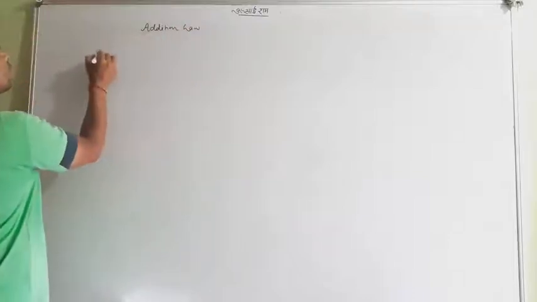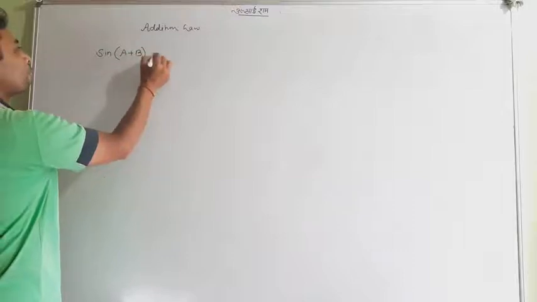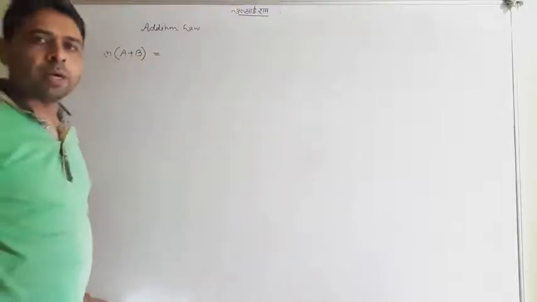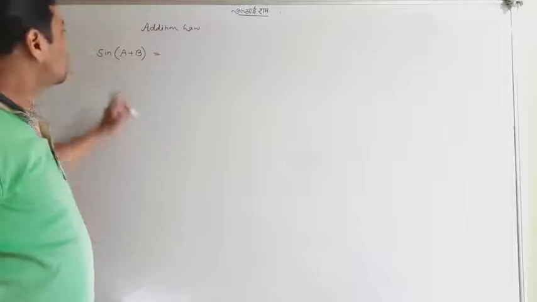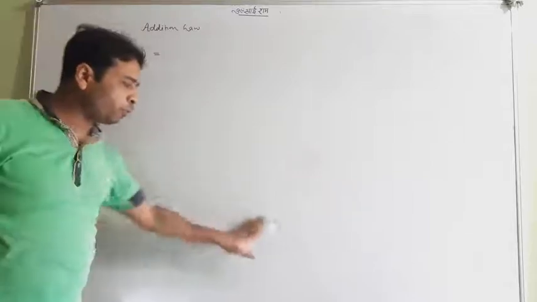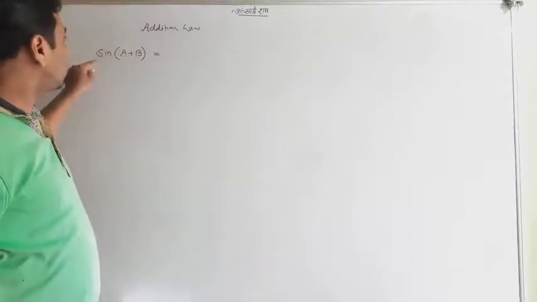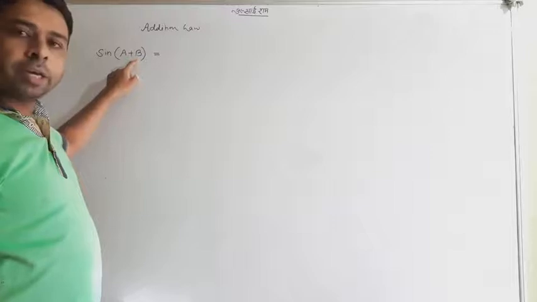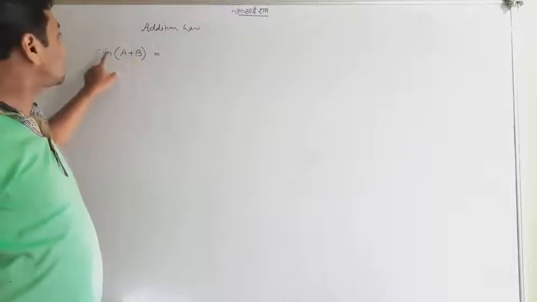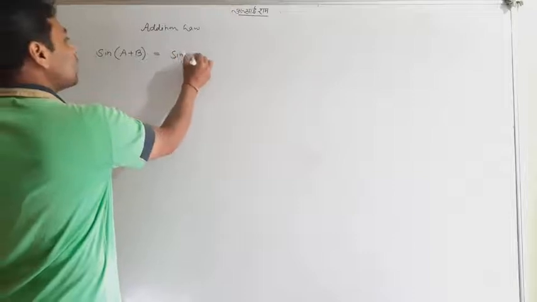I am telling you sine A plus B. Without proof, I am telling you only sine A plus B. This has a proof, but you just look at it directly. Sine A plus B initially looks like sine A plus sine B.